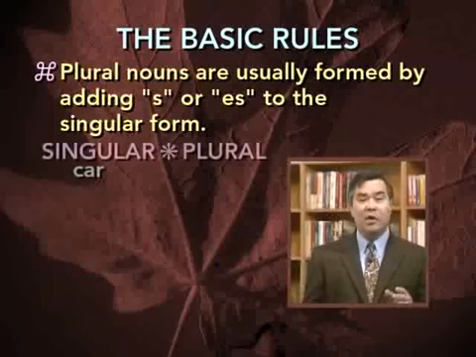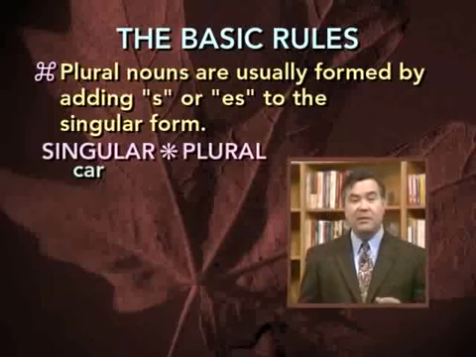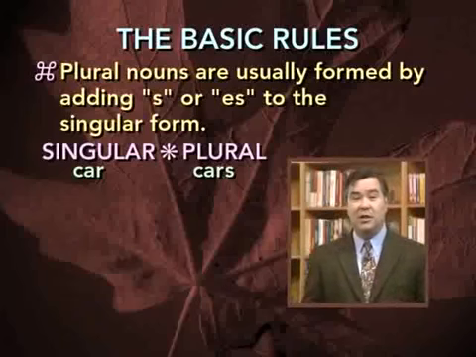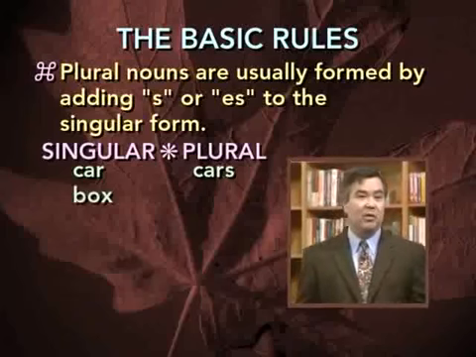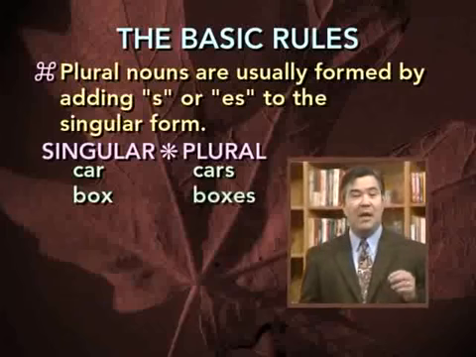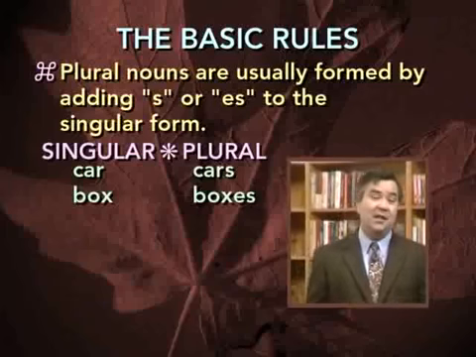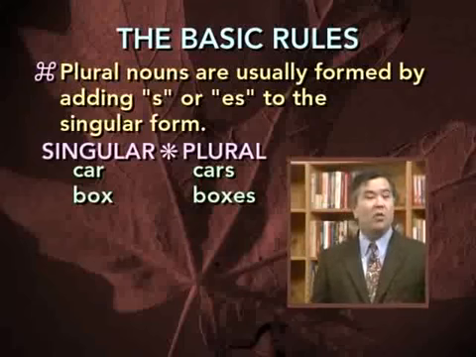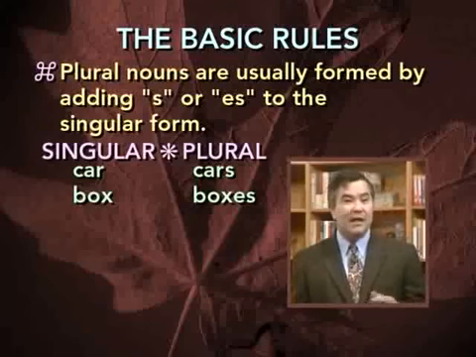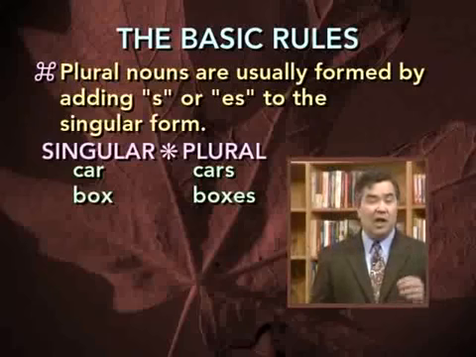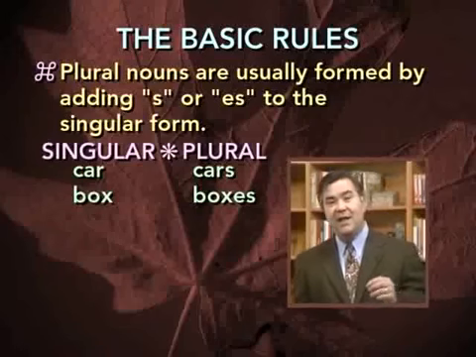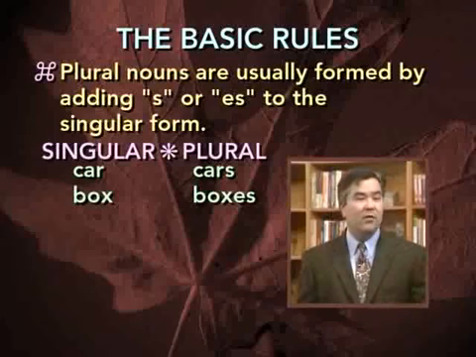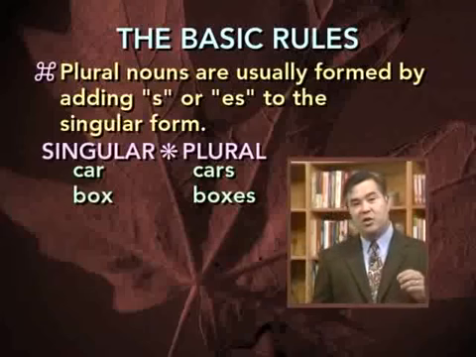So, for example, the word car, which is singular, becomes plural simply by adding the letter S at the end, cars. The word box becomes plural by adding ES at the end, boxes. Perhaps you can see that simply adding the letter S at the end would create a word that's rather awkward looking and difficult to pronounce, and that's why words that end in X are generally made plural by adding ES rather than simply S. In other cases, the spelling of the word varies slightly in order to turn the singular into the plural.